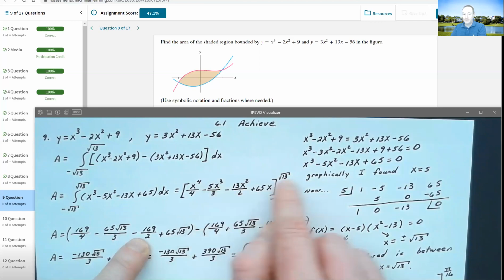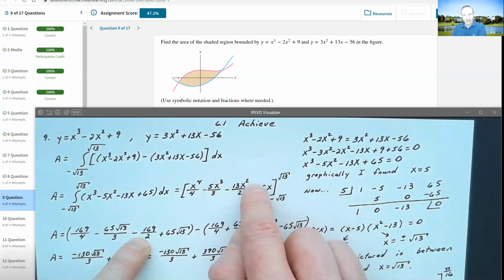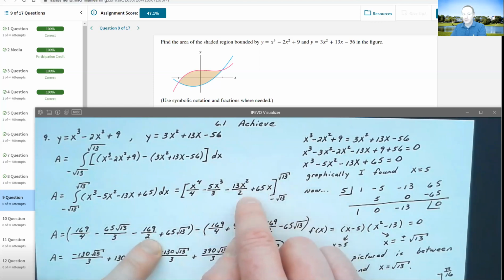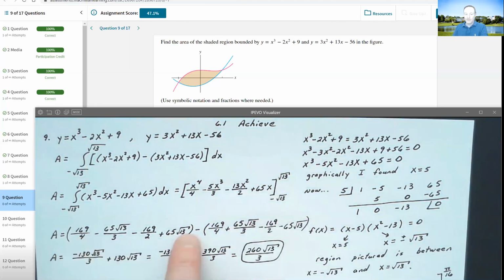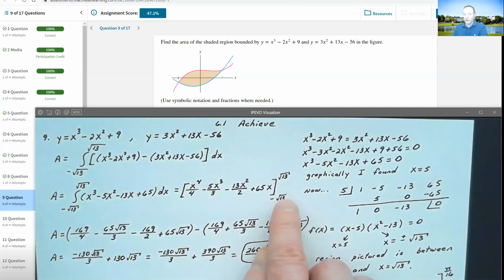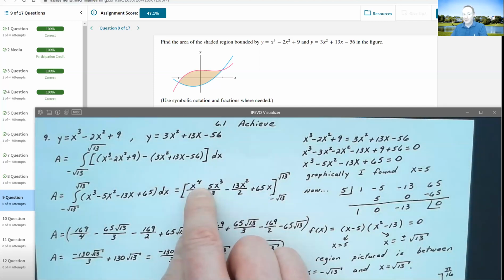Your next term, you'd have the root of 13 squared. That's 13. 13 times 13, 169. You have your 169 over 2. Your last term, of course, you'll have plus 65 on the root of 13. All of this is the upper limit. We subtract from that the lower limit when you evaluate this expression at the negative root of 13.